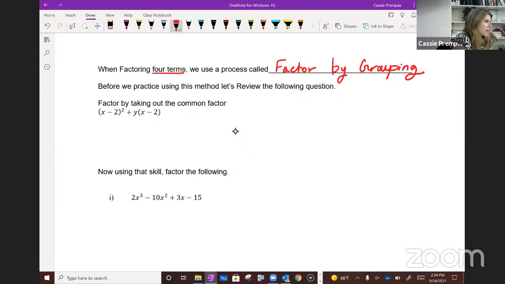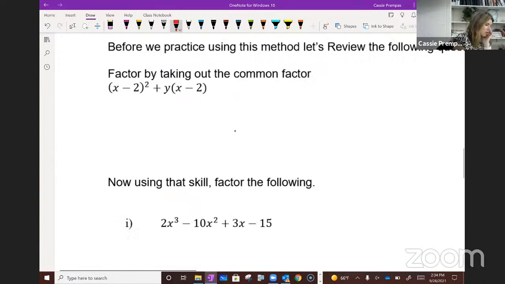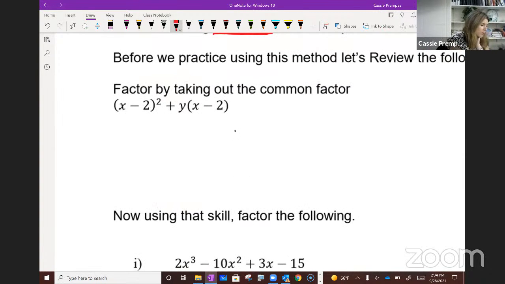Now, in this last type of factoring that we look at, you do have to review a question we learned earlier on because we use that skill. So here's the review question. It says factor by taking out the common factor. So the first thing you want to recognize is there actually are 2 terms here. This would be term 1, x minus 2 squared. And this would be term 2, y times quantity x minus 2.